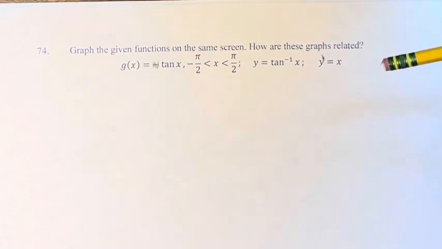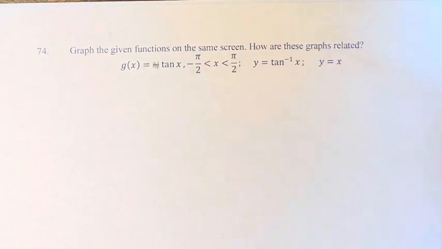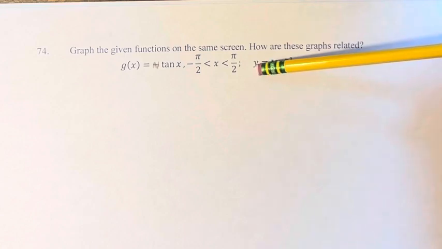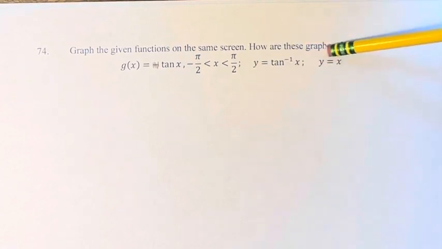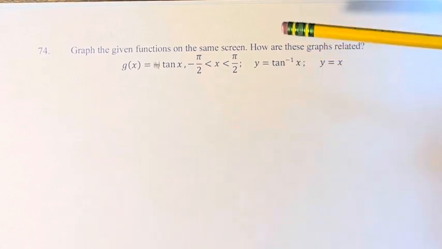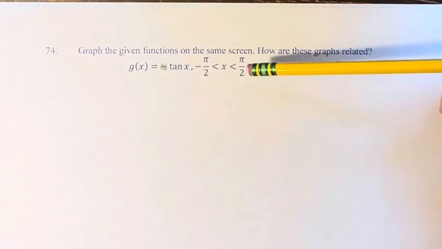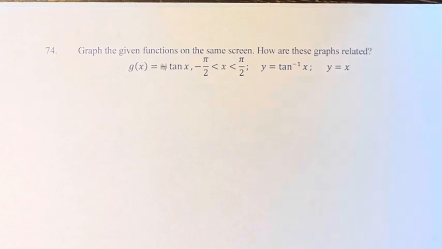So what we want to do here is notice three things. First of all, these two are inverses of each other. So therefore, we would expect them to be reflected over the line that we're also graphing, y equals x. Also, we have a domain restriction. And when we actually graph them, we'll see why we have this restriction put in place.